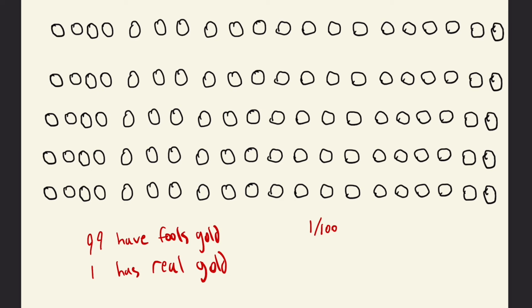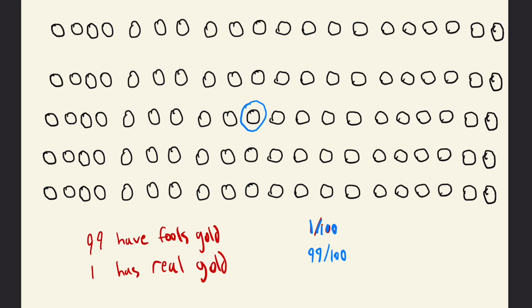So let's say we want to pick this jar right over here. So we're banking on this jar circled in blue having real gold in it. So right now that jar circled in blue has a 1 in 100 chance that there's gold in it, while the odds of the gold being in any of the other jars is 99 out of 100. Now, what if I say I'm going to eliminate 98 of the jars for you?